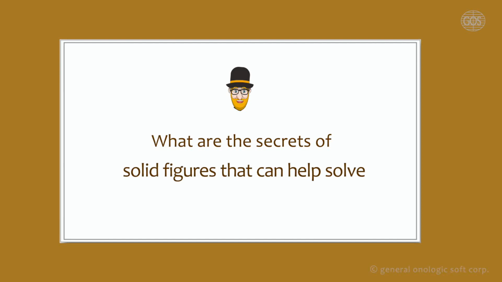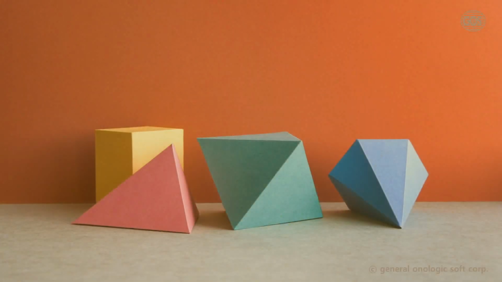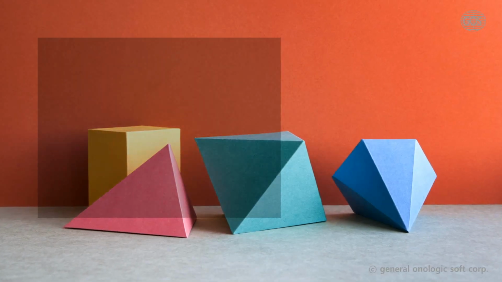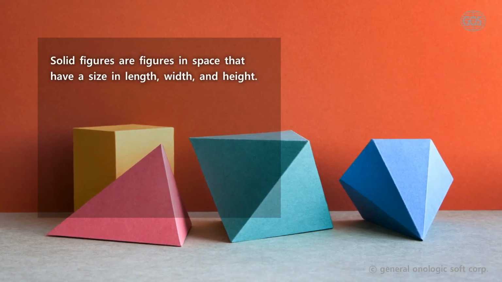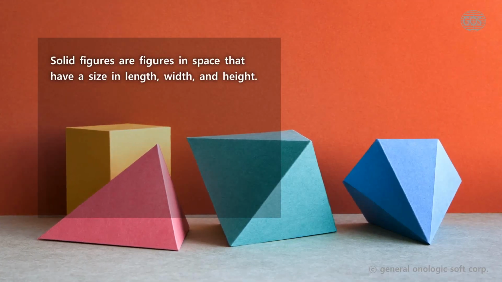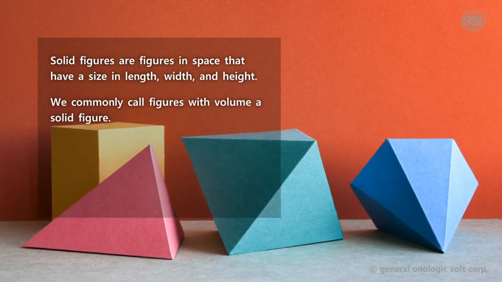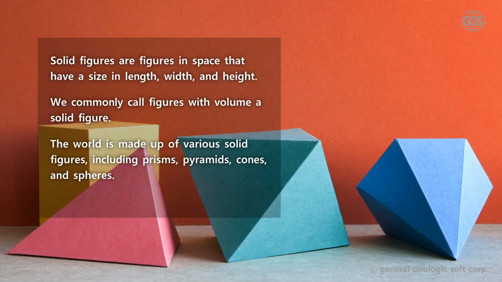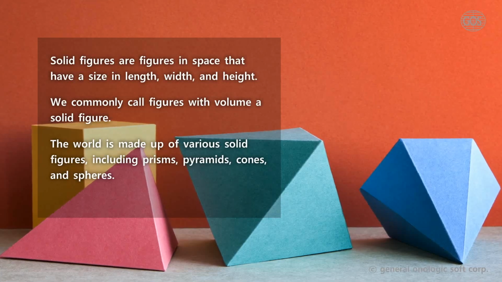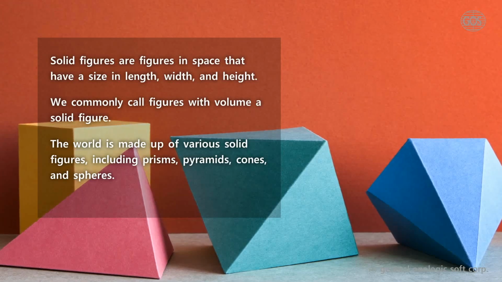What are the secrets of solid figures that can help solve the mysteries of the universe? Solid figures are figures in space that have a size in length, width, and height. We commonly call figures with volume a solid figure. The world is made up of various solid figures, including prisms, pyramids, cones, and spheres.